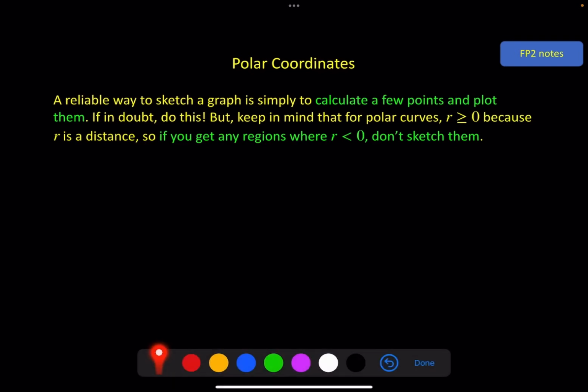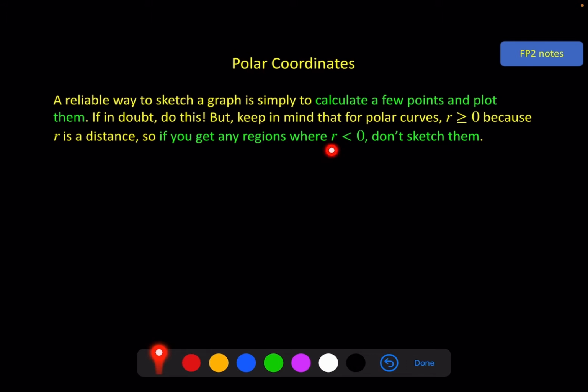But keep in mind that for polar curves, r must be equal to or greater than 0, because r is the radius, it's a distance. So if you get any regions where r is less than 0, which can happen with the sorts of graphs we're looking at, don't sketch them.